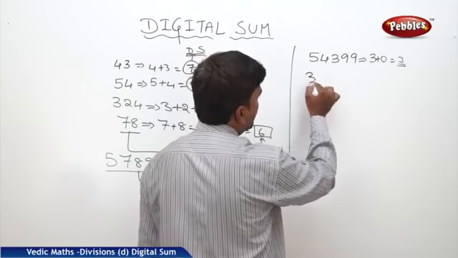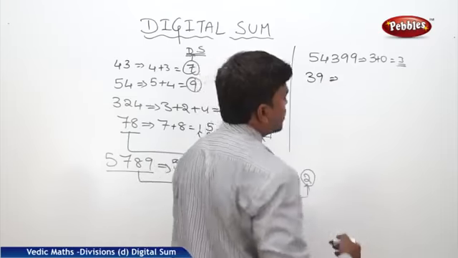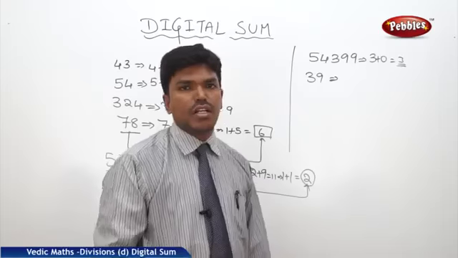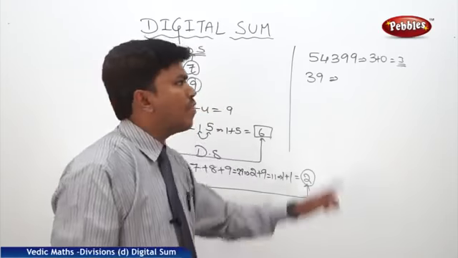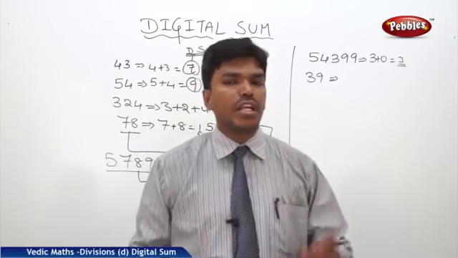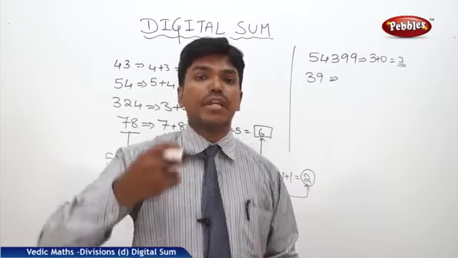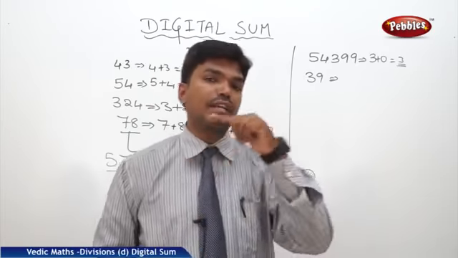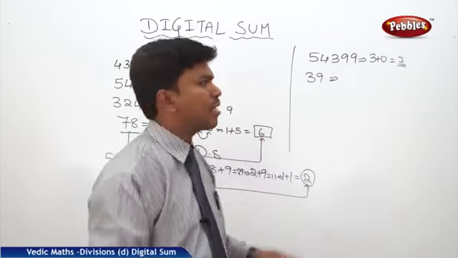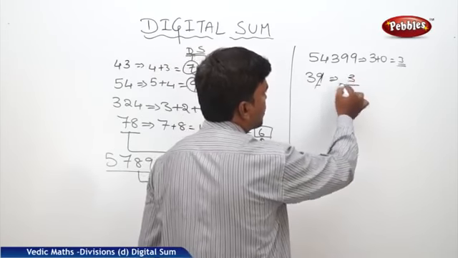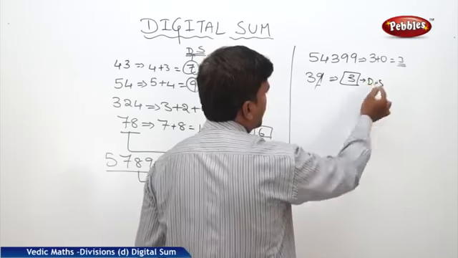Suppose 39, the digital sum. This time don't do 3 plus 9 and like that. See, in our digital sum, the 9 can be replaced by 0 when you are adding. In our digital sum, 9s can be ignored, or the digits which are adding up to 9 also we can ignore. For example, in 39 I can ignore 9, no need of adding. So simply what is the digital sum? 3 is my digital sum.